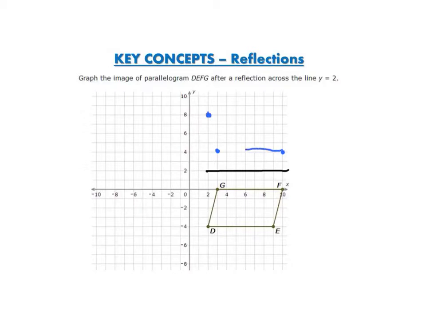And of course, you know that the iPad is going to draw your lines for you, so you don't have to do that. Point E is also 6 below, so I'm going to come up 6. 1, 2, 3, 4, 5, 6. That one would go right there. And that finishes that parallelogram. Sorry about my lines, but I have reflected that shape across y equals 2.